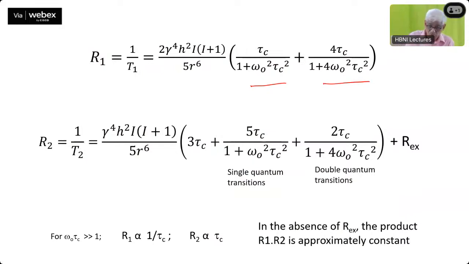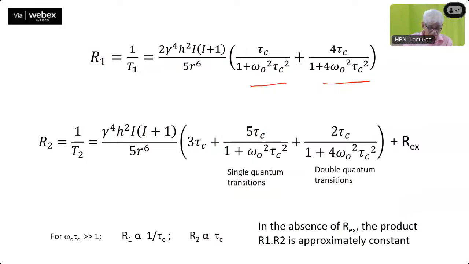And in the R2, you have the single quantum transitions, double quantum transitions, and also at zero frequency, tau C. There's no frequency component here. This is also there. Then to that, you have to add here R exchange. R exchange is the contribution from the exchange that happens between two sites, and that contributes to the relaxation because it contributes to the line width changes, and therefore that is the R exchange contribution. This has to be added separately. So all of these will affect your relaxation measurements.